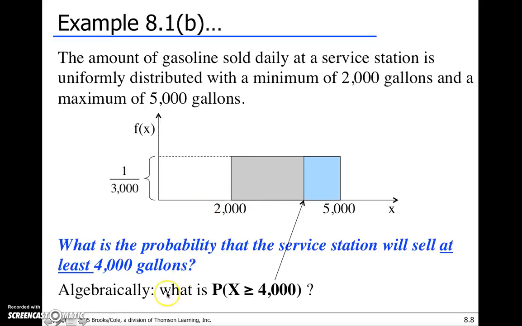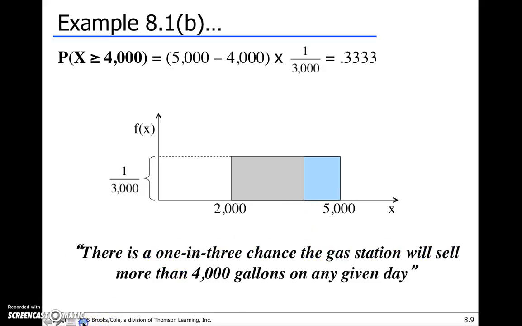Algebraically, you want to find the probability that x is greater than or equal to 4,000. Greater than or equal to 4,000 would mean this is 4,000 about here. It goes to the end, so between 4,000 and 5,000. So we do our calculations accordingly.